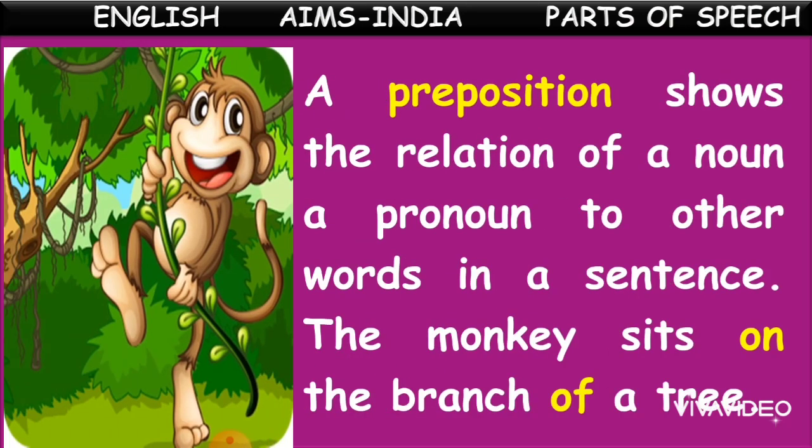The next part of speech is preposition. A preposition shows the relation of a noun or a pronoun to other words in a sentence. What is a preposition? A preposition shows the relation of a noun or a pronoun to other words in a sentence. For example here, "The monkey sits on the branch of a tree." Where is the monkey sitting? The monkey sits on the branch of a tree.